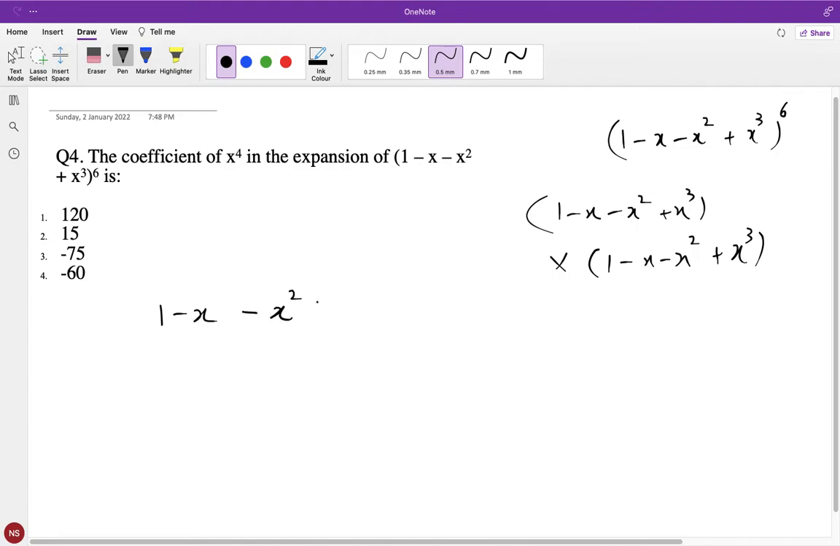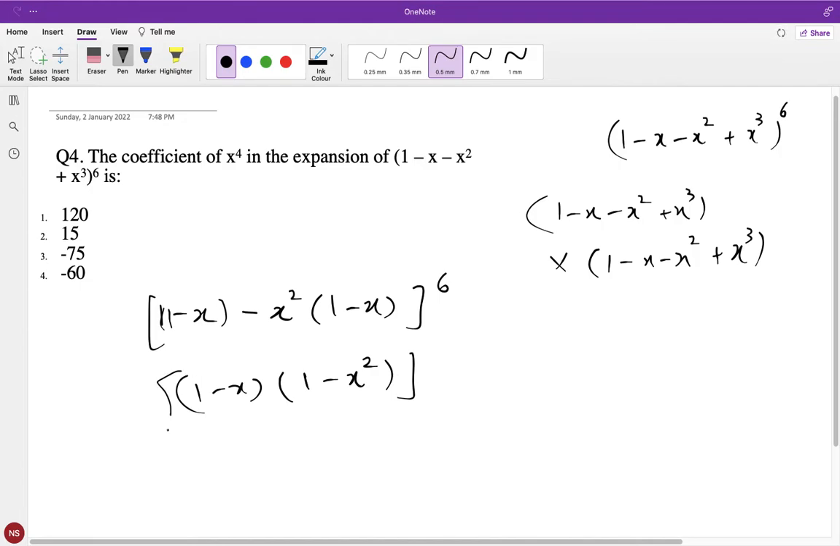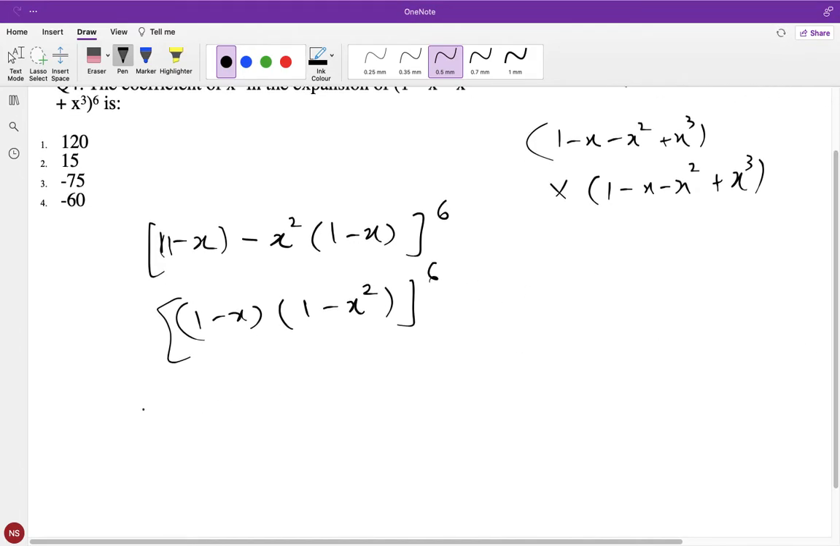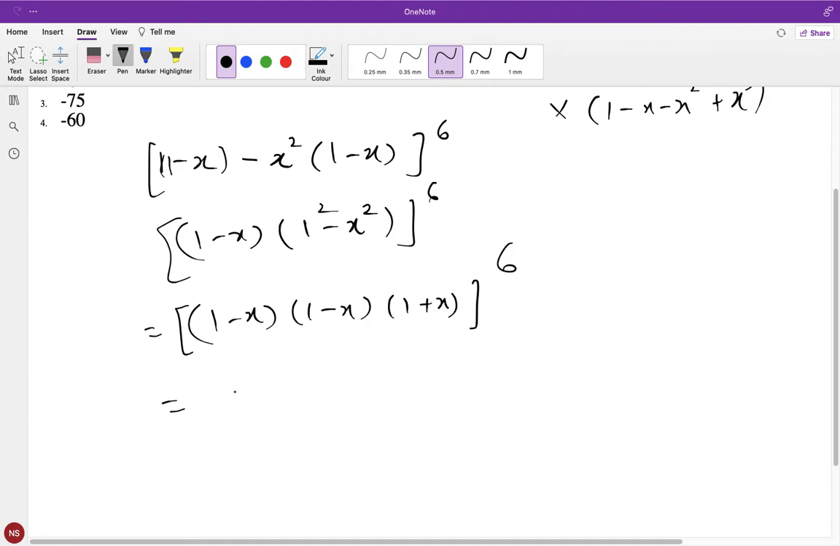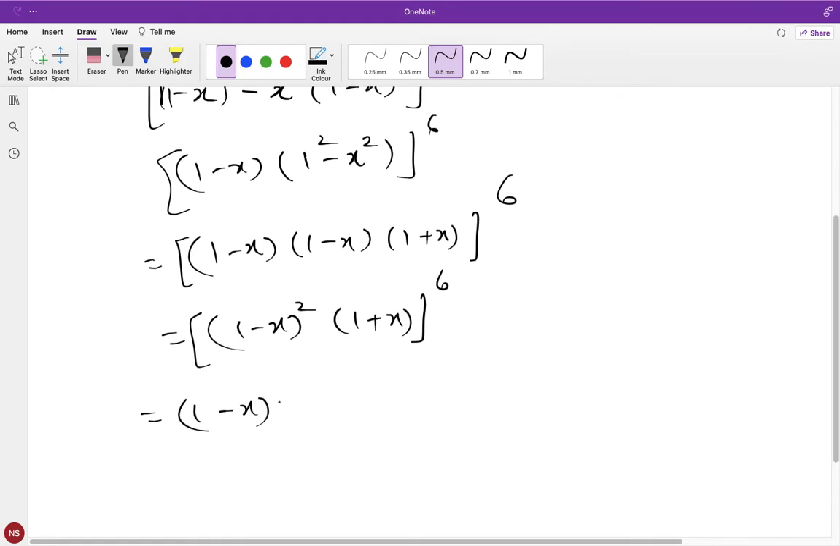What I'm going to do is take x square common, right? Very easy to see. I can take x square common. Then I can take 1 minus x common, right? 1 minus x. Over here I'm left with 1 minus x square. This is factorization from class 8, 9, 10th. We all know about this. This is 1 square minus x square. So 1 minus x into 1 plus x raised to the power 6. So this is 1 minus x whole square, 1 plus x, all of it raised to the power 6. So 1 minus x raised to the power 12 times 1 plus x raised to the power 6.